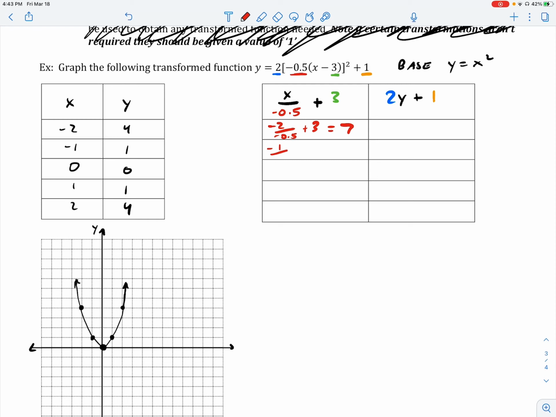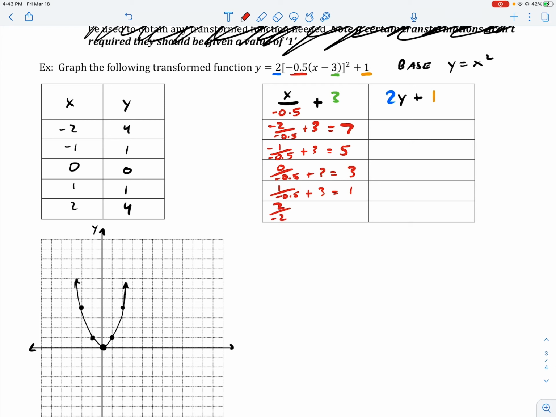Negative 1 divided by negative a half gives me positive 2. When I add 3, I get 5. 0 divided by negative a half is just 0. Add 3, and I get 3. Plug in positive 1. Positive 1 divided by negative a half is negative 2. Negative 2 plus 3 is 1. And then plug in 2.